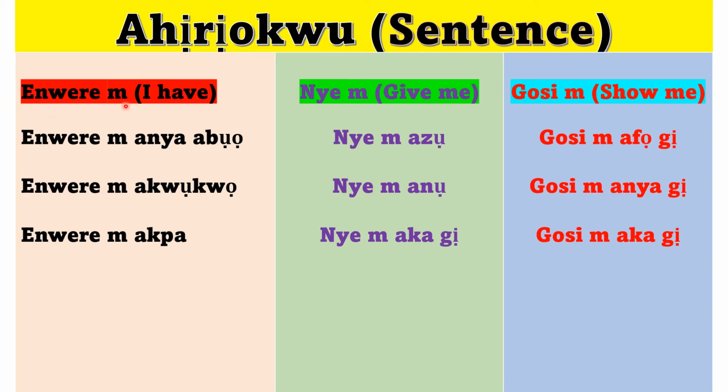So we'll use enwerem, which means I have, nyem, which means give me, and gosim, which means show me. So how that is going to work is some of those words, letters that we use to learn words, we'll be using them to form sentences using I have those items, or give me some of those items, or show me some of those items. Okay, so let's go into details.